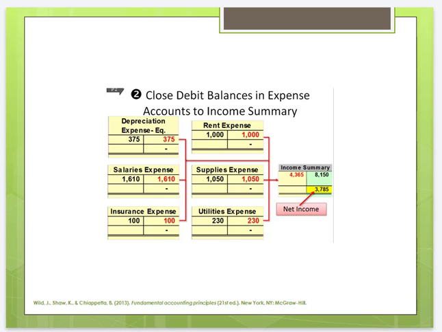On this slide, we see the T account impact of this entry. We can see that for each expense account, it now has a zero balance because we have closed the account and zeroed out the balance. In the income summary account, on the debit side, we see the total expenses that we've closed. On the credit side, we see the total revenues that we've closed. The difference between the two is the net income.